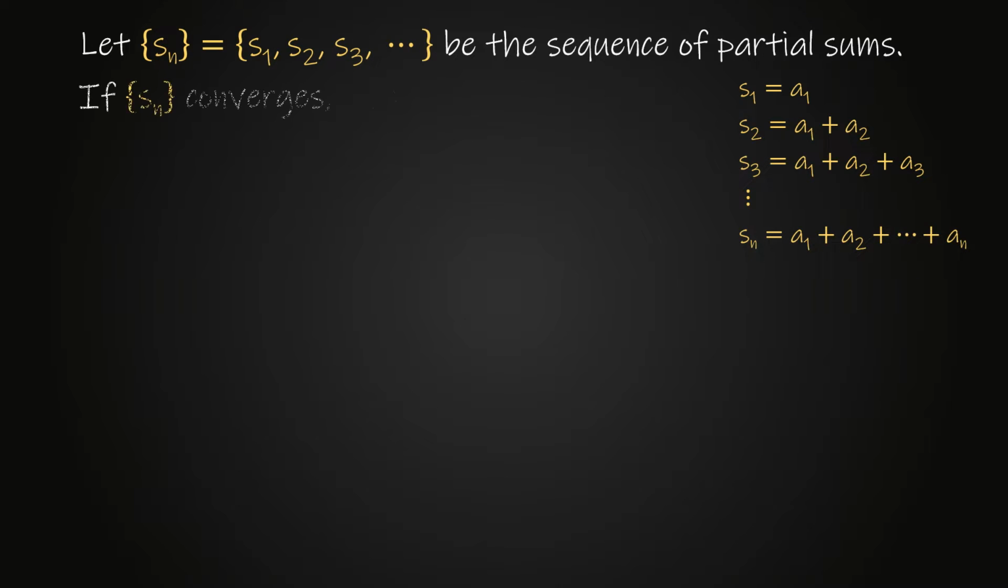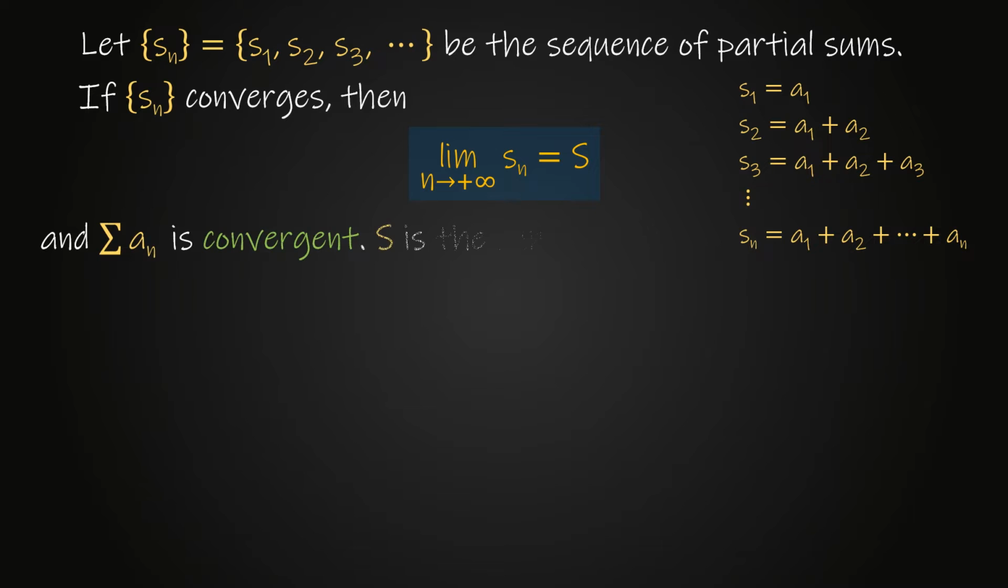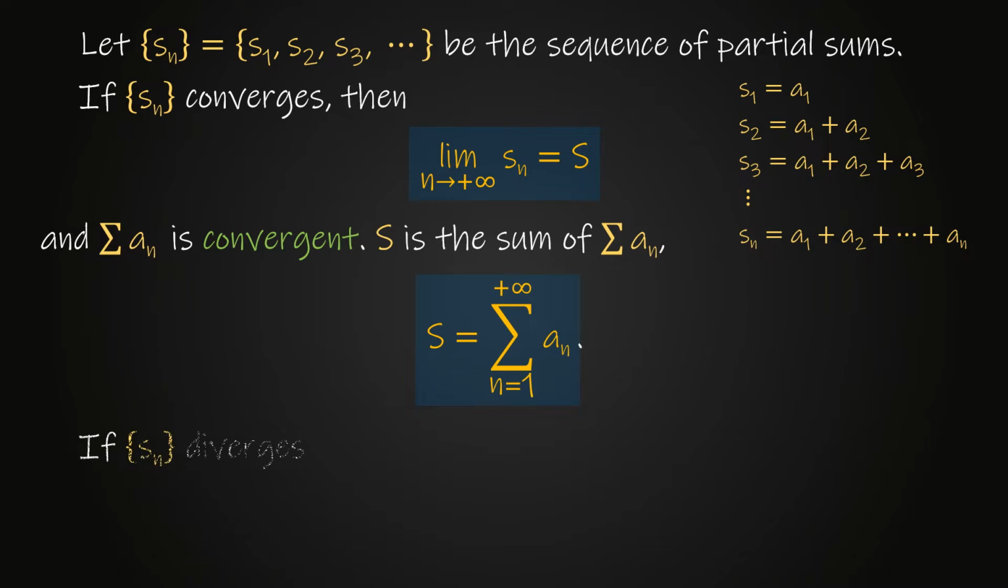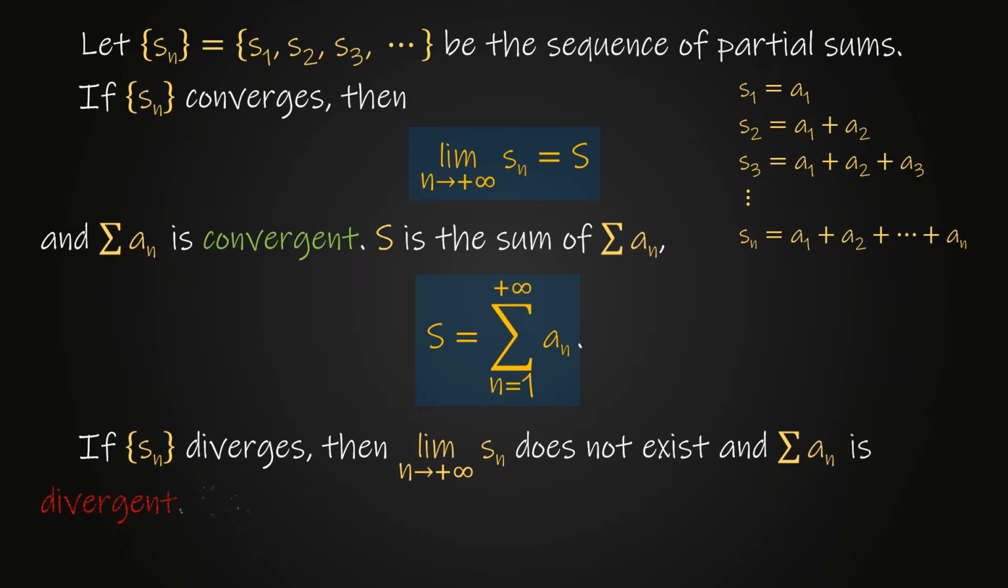If the sequence of partial sums converges, then it means that the limit of the partial sums exists, and the series is convergent. S is called the sum of the series. If the sequence of partial sums diverges, its limit does not exist and the series is divergent, and the series has no sum.